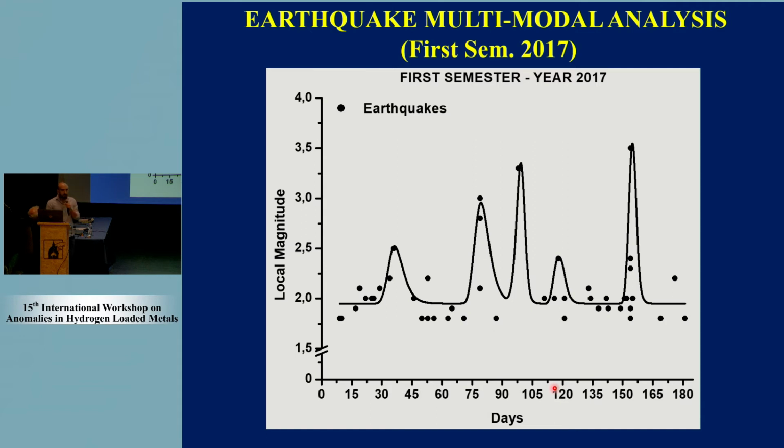After that, by means of an appropriate multimodal statistical analysis, it was investigated the temporal correlation between the three fractal emissions, acoustic, electromagnetic, and neutron emissions, and the incoming earthquakes. In this slide, I have reported the earthquakes occurred during the first semester of 2017. With this black curve, you can see the results of the multimodal statistical analysis. You can see here five peaks. Each peak corresponds to a seismic swarm.